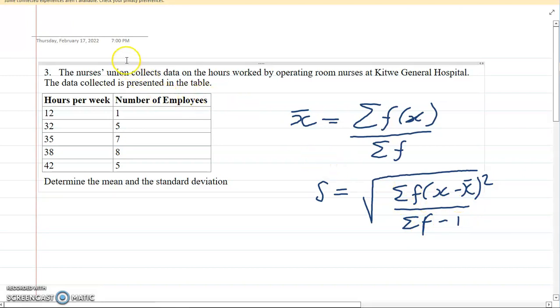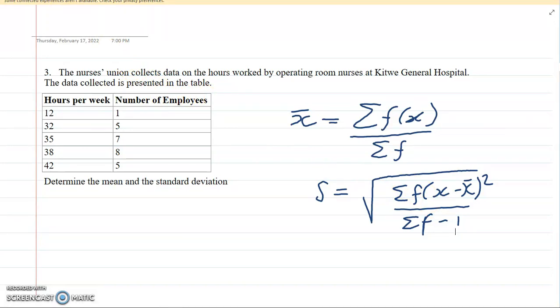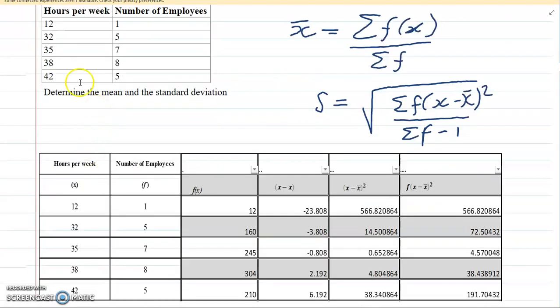So now I pre-filled a table. Let me just write it down. So I pre-filled the table. So x is being represented by hours per week. So these are x variables. Frequency, we say this is the number of employees, and for us to find the mean, we need to find f times x. So we'll start to create the f times x column. So the f times x column will be 1 times 12, which is 12, 5 times 32, which is 160, 7 times 35, which is 245, and so on and so forth.